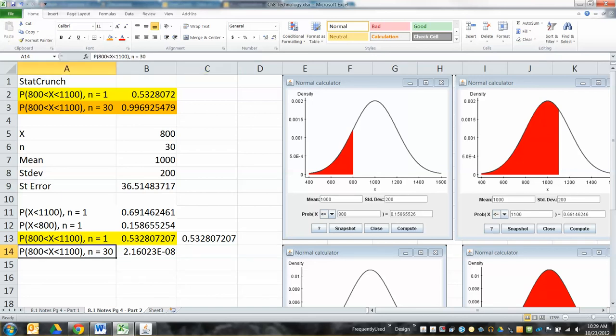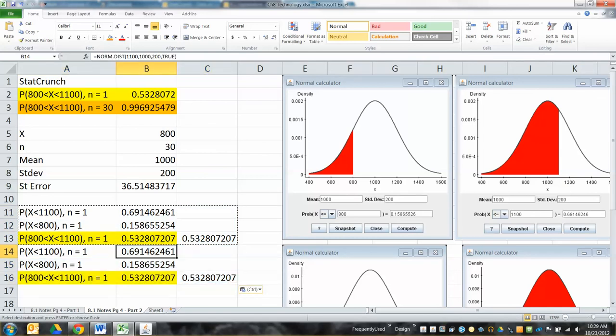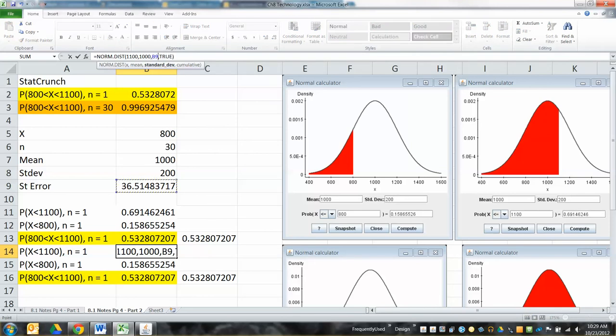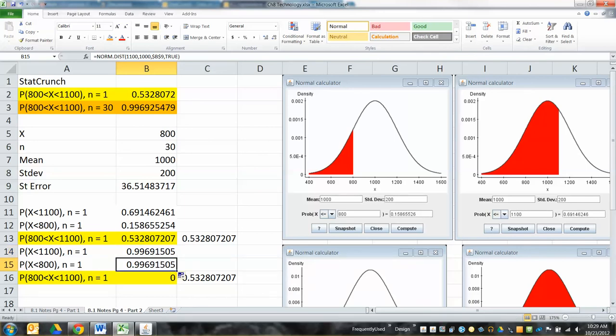Okay, so it's the same deal, right? It's the same problems. It's just that everything's going to change a little bit. So instead of 200, I want to use this value, 36.5. And I'm going to give it dollar signs. That way it never changes. And then I'm going to drag it down here. Make this 800 right here. There we go. So again, 800, 1,000, that 36.5 is my standard deviation, standard error, true.